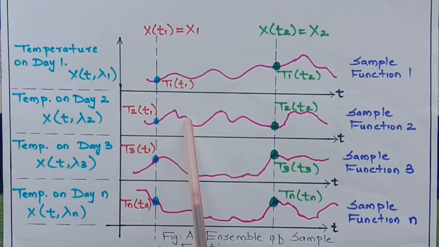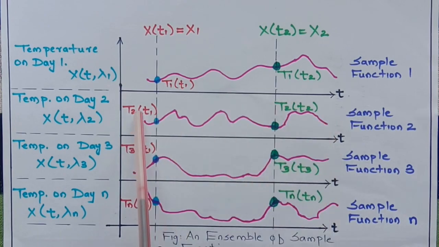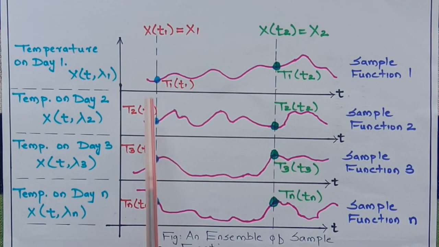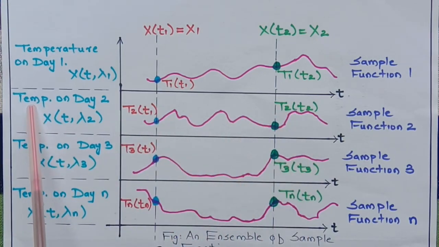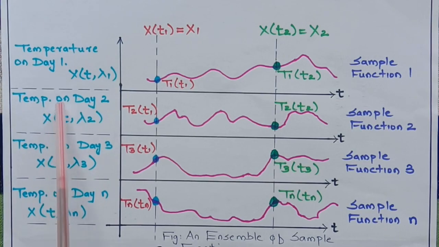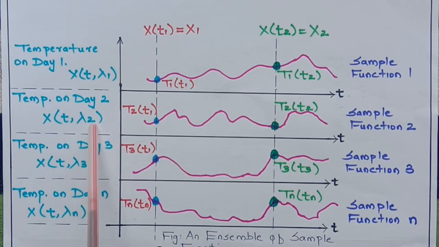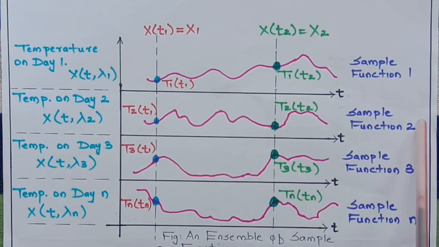Similarly, observe the second waveform. It is T2 of small t1. T1 is the instant, meaning the same timing for a particular day at which we are going to record the temperature. Similarly, we are going to record the temperature on day 2 at instant t2. So this is a graph showing the temperature on day 2, represented by x of t comma lambda 2. Lambda 2 is nothing but your day 2. This is called sample function 2.